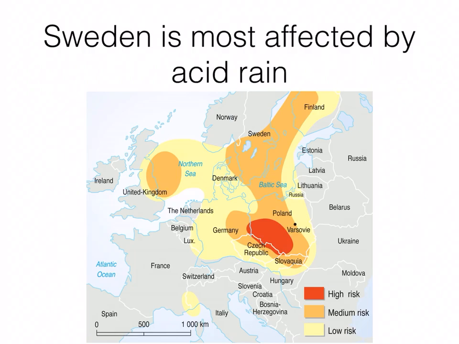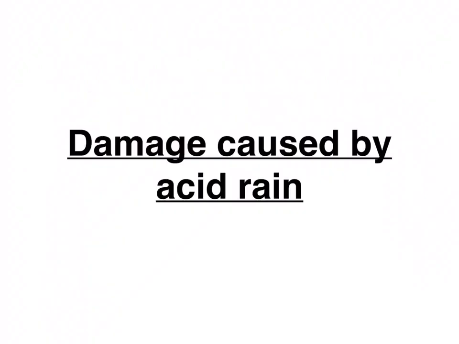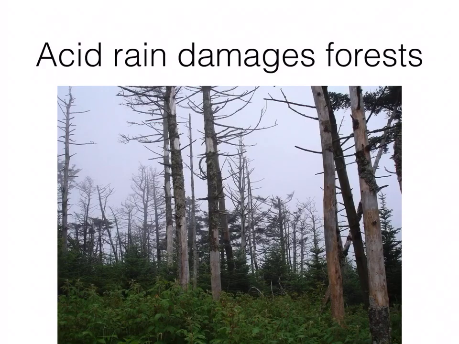So Sweden is most affected by acid rain. You can see in the colour chart there in front of you that the highest risk is that red, real orangey reddy colour, okay? What is the damage caused by acid rain? So this is what you're possibly going to be asked inside in an exam. So what can it do to the environment?